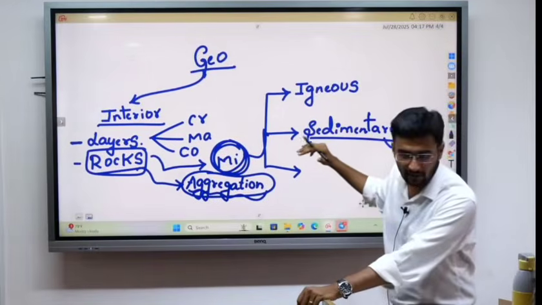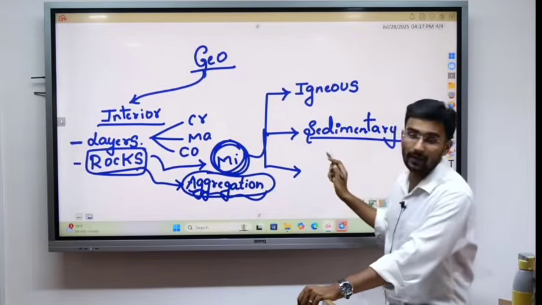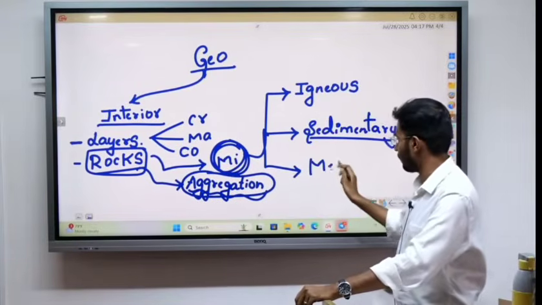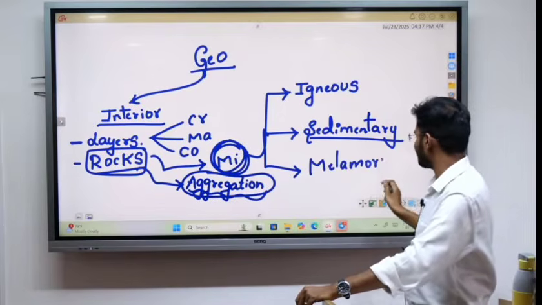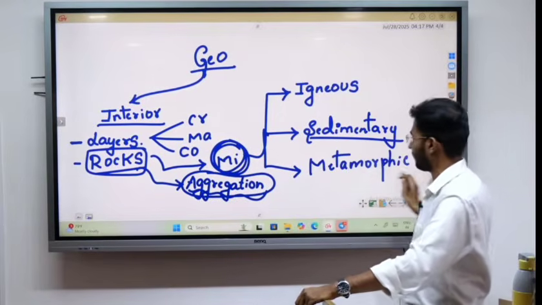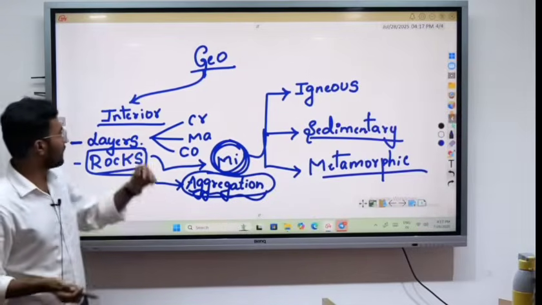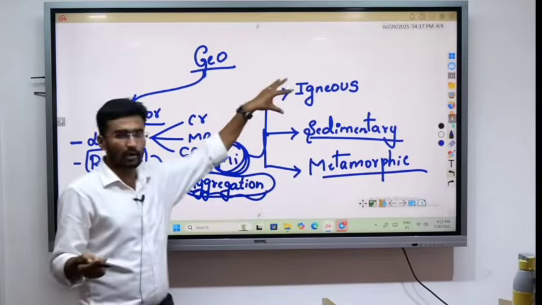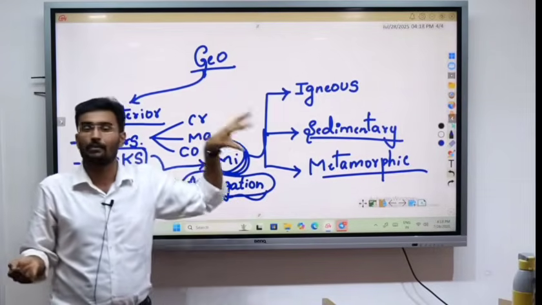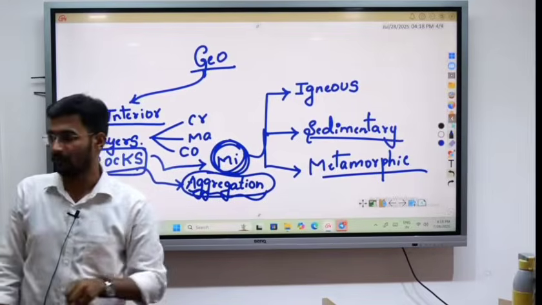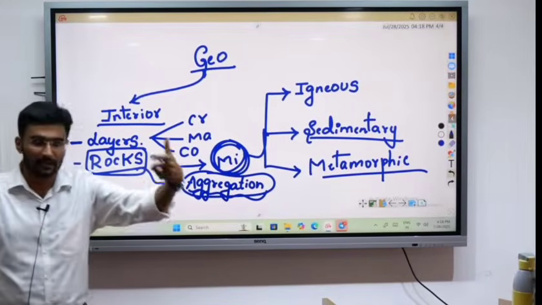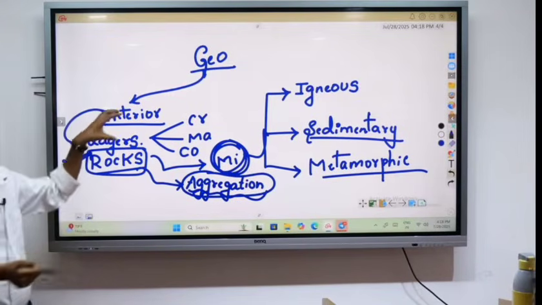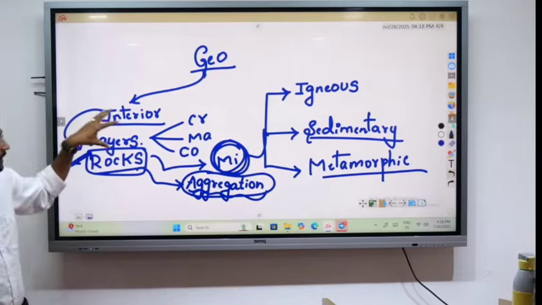The second one is sedimentary rock, and the third one is the metamorphic rock. For each and everything, we will be discussing based on blueprinting. First we'll discuss the layers, second the rocks, and under rocks the igneous rock, the sedimentary rock and the metamorphic rock. We'll discuss the rock cycle and the minerals part. All these things come under the interior of the earth.